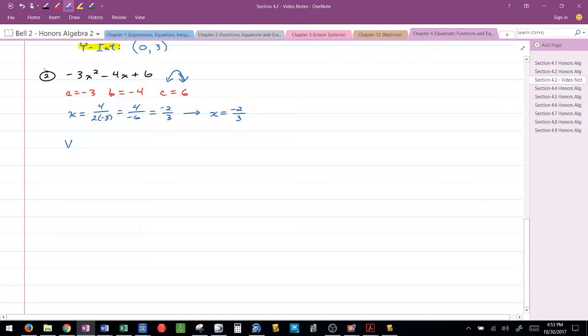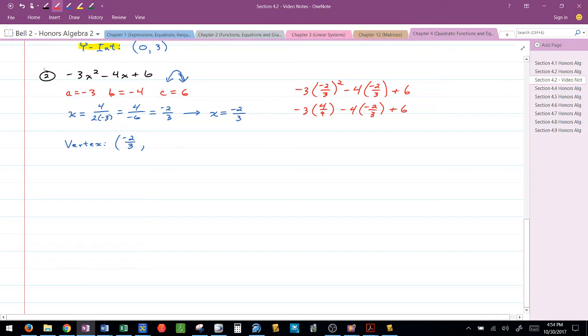Okay? Now to find the vertex, I know for the vertex that the x value is negative 2/3. But now I've got to go find the y value. To find the y value, I substitute back into the quadratic. So I have negative 3 times negative 2/3 squared minus 4 times negative 2/3 plus 6. All right, so let's see, this is negative 3 times 4/9 minus 4 times negative 2/3 plus 6.